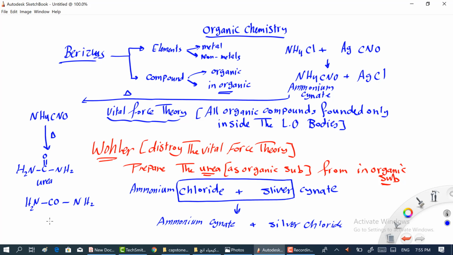We know before that the atomic number of carbon is 6, 2 and 4, so it needs 4 electrons to complete the outer shell. Oxygen is 8, 2 and 6, it needs 2 electrons to complete the outer shell. And nitrogen is 7, 2 and 5, it needs 3 electrons to complete the outer shell. So this is slide 1.